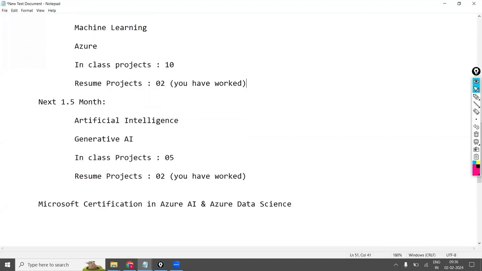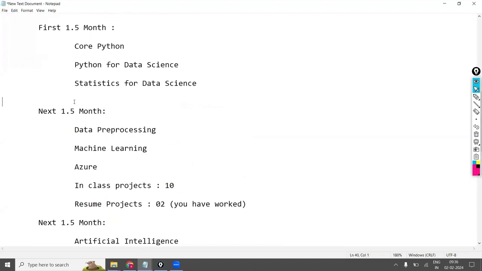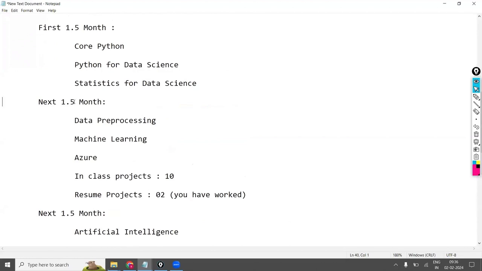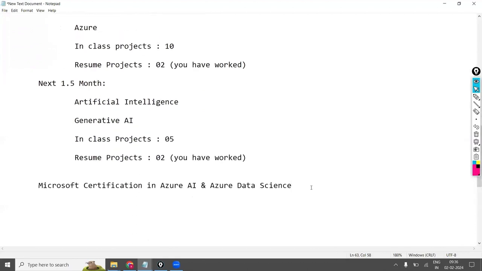Okay. Now, see, 1.5 months, 1.5 months, 1.5 months, total 4.5 months, we are going to cover this course. And coming to SQL and Power BI, these two are an additional 15 days. So we are going to have a total 5 months duration. Approximately 4.5 to 5 months. Assume it is a 5 months course.